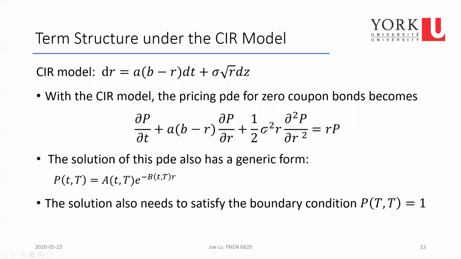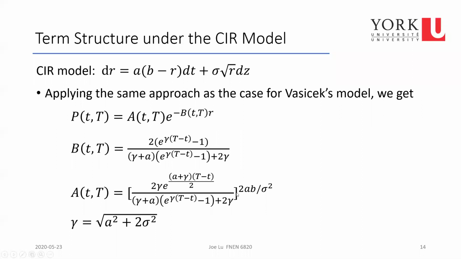Although certain actual formulation or the actual expression for A and B will be different, the general form is still the same. Now again, we can use the boundary condition that the zero coupon bond becomes 1 when it matures to solve this PDE here. Now the solution will be this.